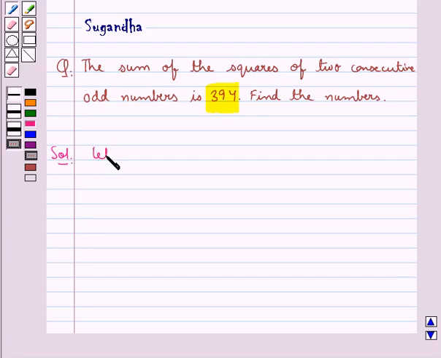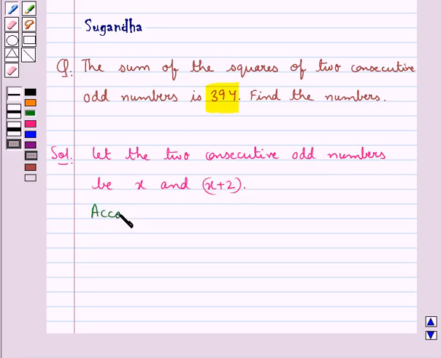So we take, let the two consecutive odd numbers be x and x plus 2. So now, according to the question, we have that x square plus (x plus 2) the whole square is equal to 394.